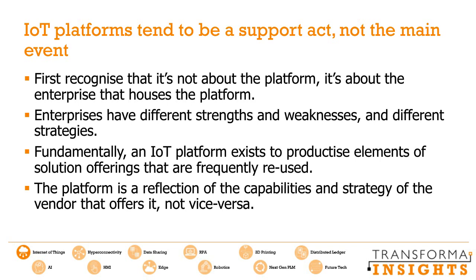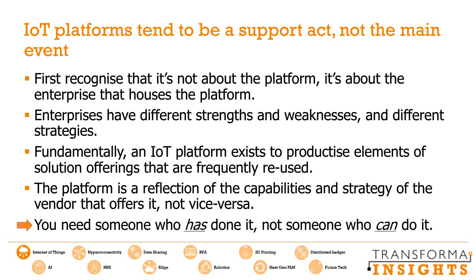And that's the direction of logic. The direction of logic is from the dynamics of the company implying the capabilities of the platform. So the platform is a reflection of the capabilities and strategy of the vendor, not vice versa. So for example, you could have a platform vendor that may have strengths in smart cities or in manufacturing or industry 4.0 or edge or media and content management. And these can be quite different providers, and they're all very valid propositions, but they might not all work for your requirements. So what you need is someone who has done it, not someone who can do it. And that's a recurring theme, I think, when selecting a platform: demonstrated capability of deploying what you need and what you want at scale.